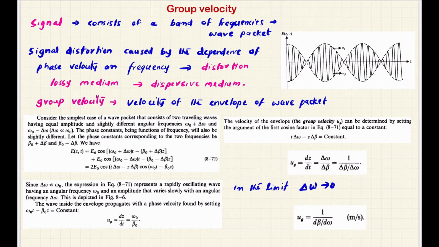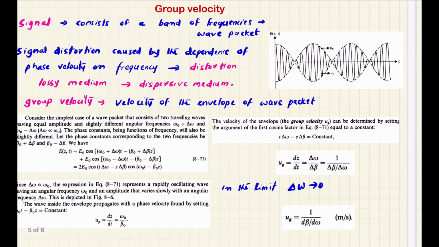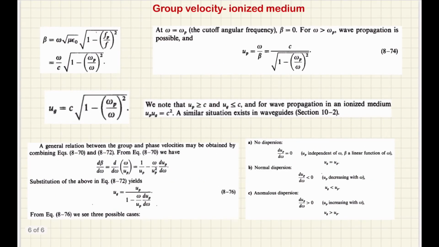And in the limit delta omega tends to 0, you can convert this into differentials, okay, and you can write it down as d omega by d beta, or 1 by d beta by d omega. So this is an expression for the group velocity, okay. And this expression for the group velocity is valid even if many waves are superimposing, okay.